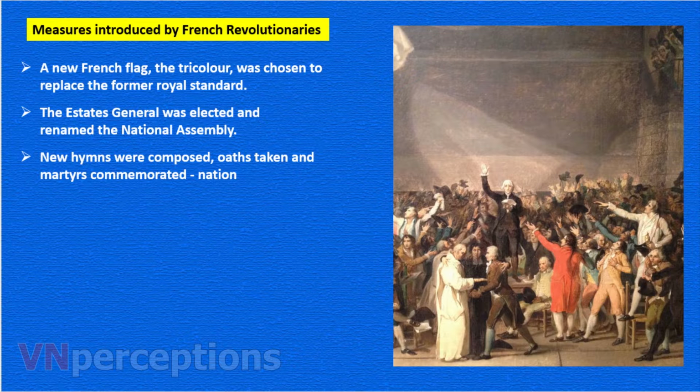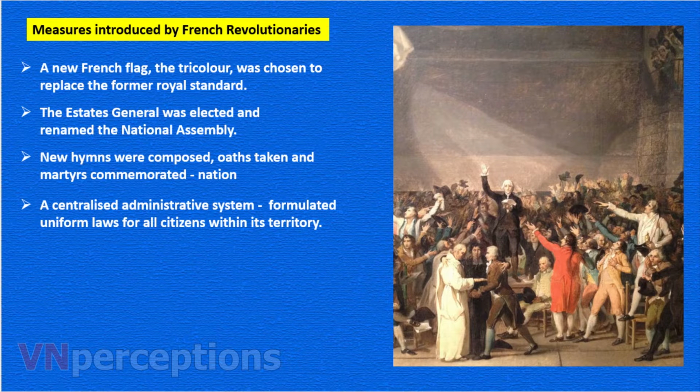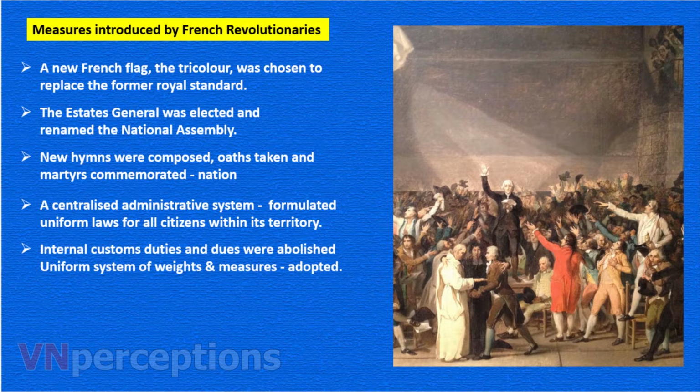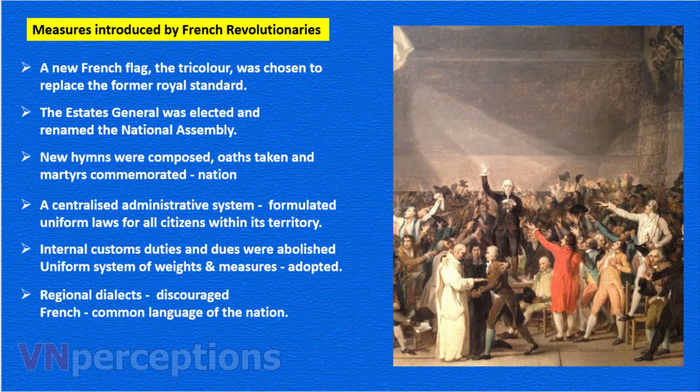A centralized administrative system was introduced. Administration means management. So, a central administrative system was put in place and it formulated uniform laws for all citizens within its territory. Internal customs duties and dues were abolished and a uniform system of weights and measures was adopted. Regional dialects were discouraged and French, as it was spoken and written in Paris, became the common language of the nation.